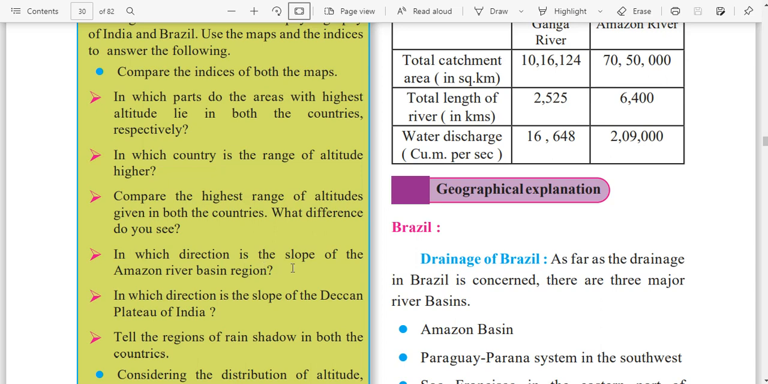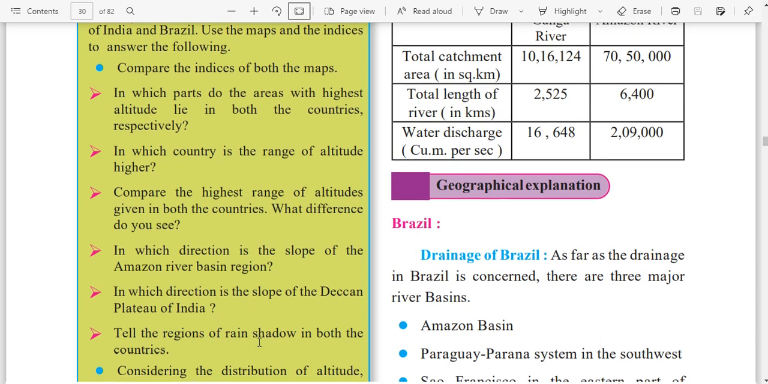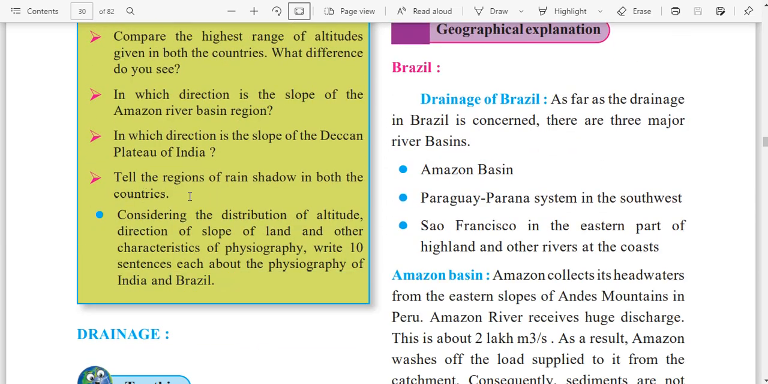In which direction is the slope of the Amazon River Basin region? In which direction is the slope of the Deccan Plateau of India? Tell the regions of rain shadow in both the countries. Consider the distribution of altitude, direction of slope of land, and other characteristics of physiography. Write 10 sentences each about the physiography of India and Brazil.